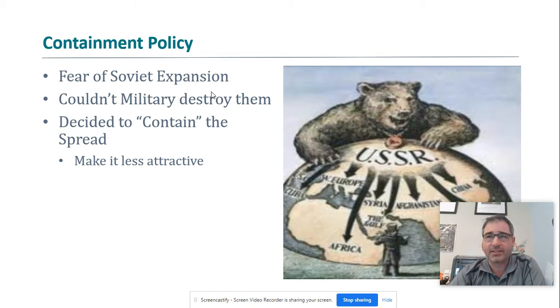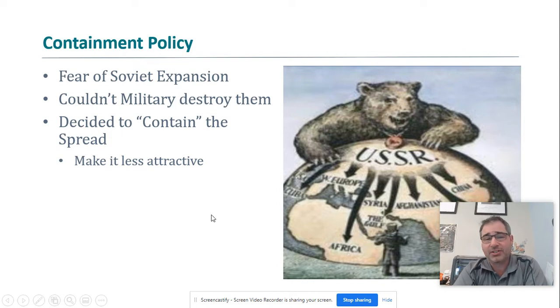They didn't think that they could wipe out the Soviet Union. They didn't know if they wanted to wipe out the Soviet Union. It would be in addition to all the death that was faced by Americans in World War II. But they did fear Soviet expansion, this fear that the bear is going to start encroaching on other Western allies.